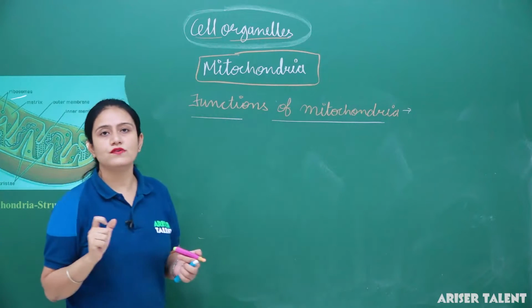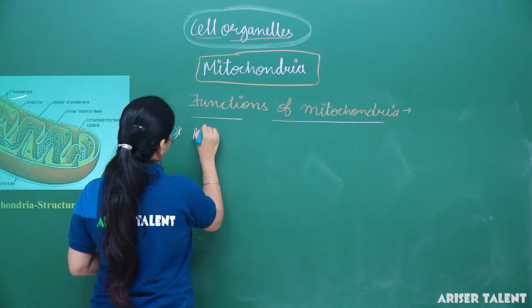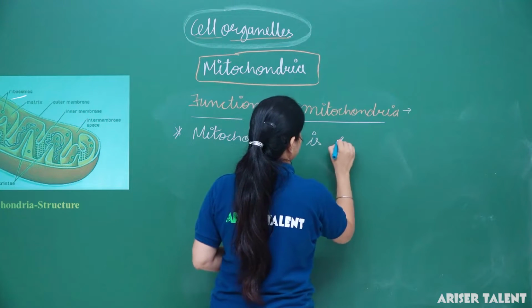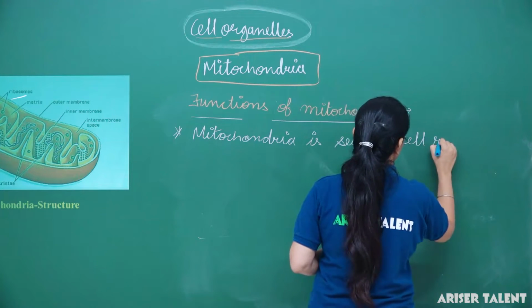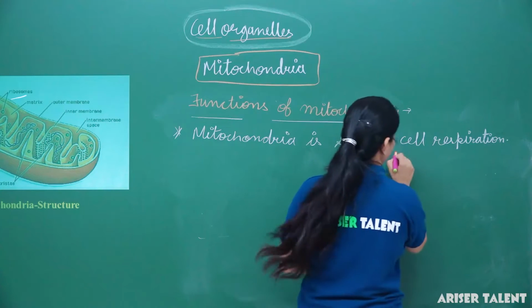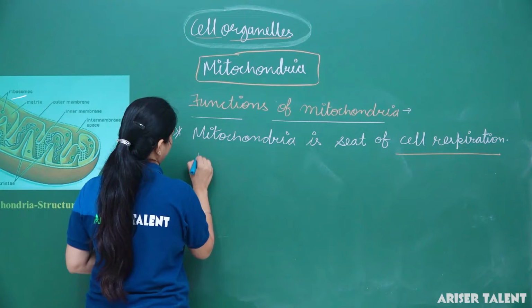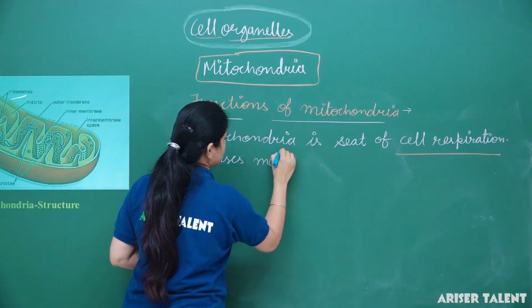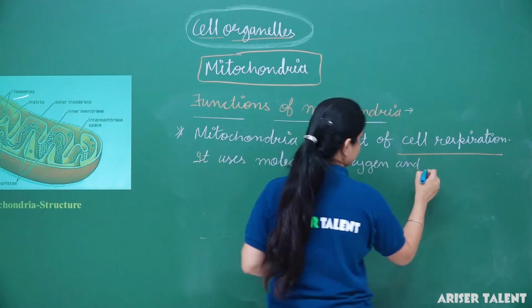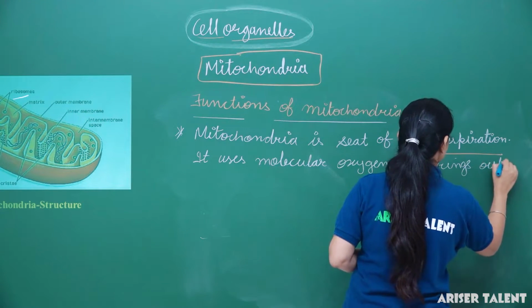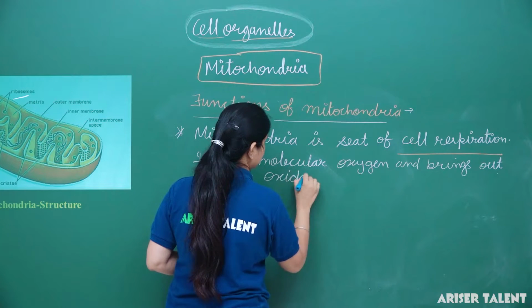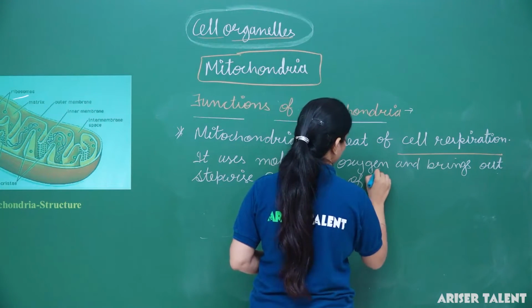First of all, it is the seat of cell respiration. Here we can mention that mitochondria is the seat of cell respiration. How is it the seat of cell respiration? It uses molecular oxygen, meaning O2, and brings out stepwise oxidation of foodstuff.